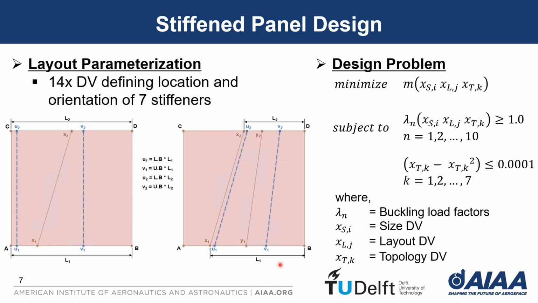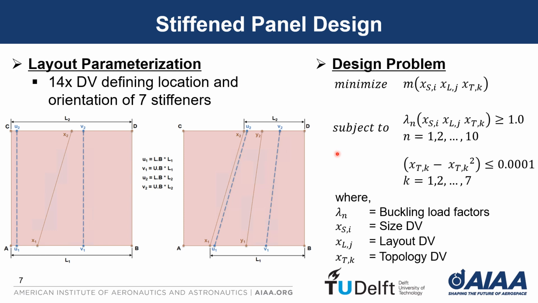Similarly, location of points y1 and y2 are defined as the layout variable for stiffener 2. Using this CAD-based parameterization, the issues like overlapping and crossing of stiffeners are avoided. This parameterization scheme is very effective because a greater design freedom is achieved through a limited number of design variables.